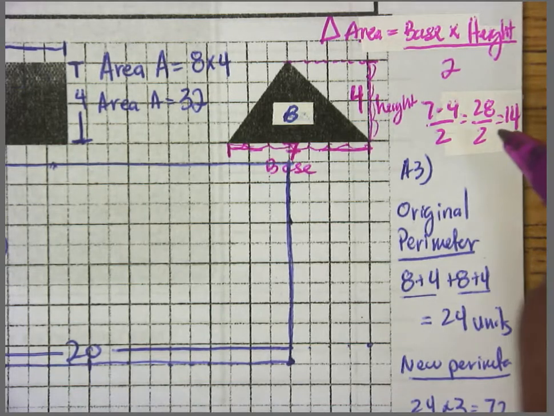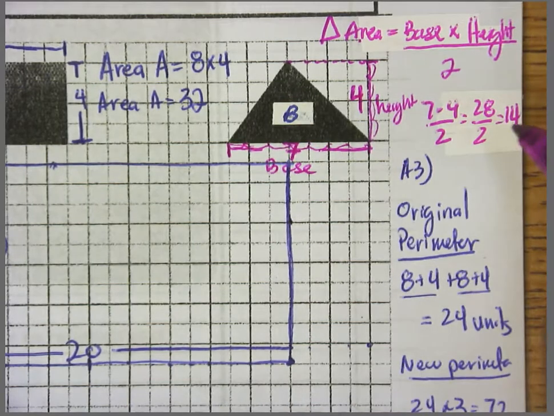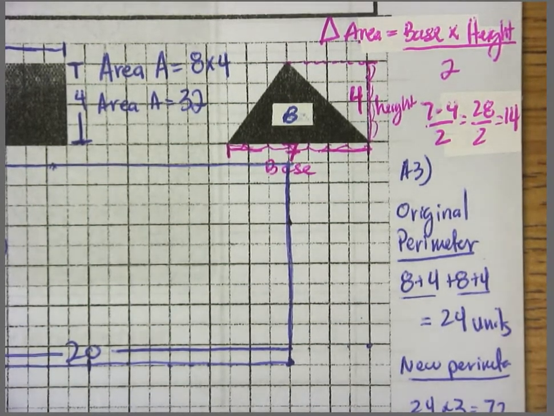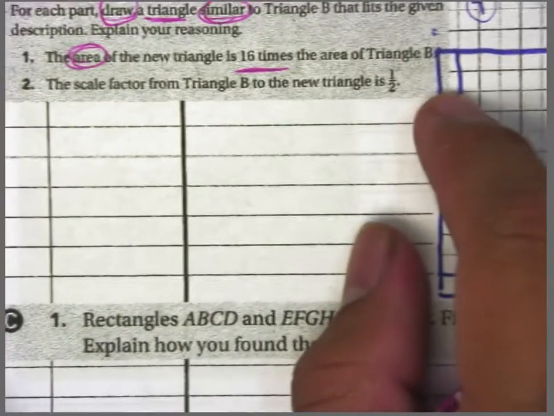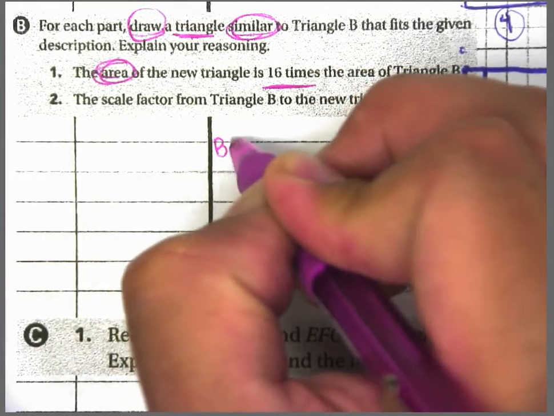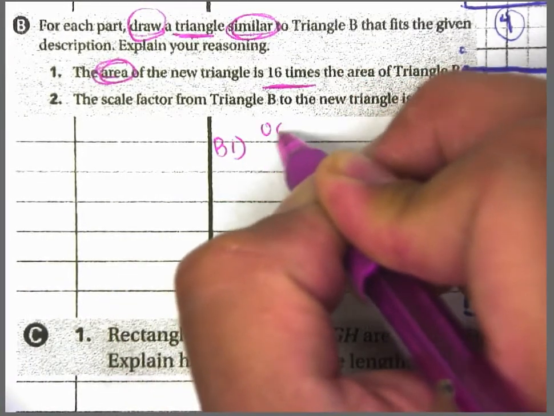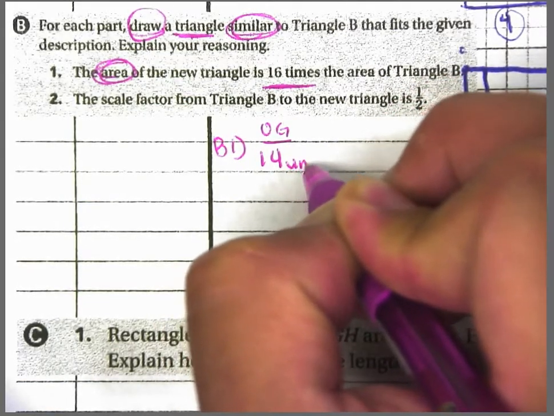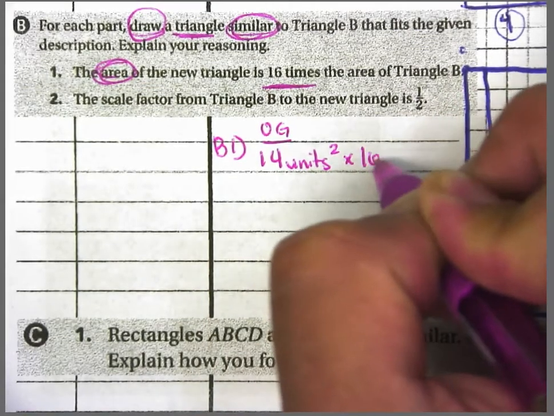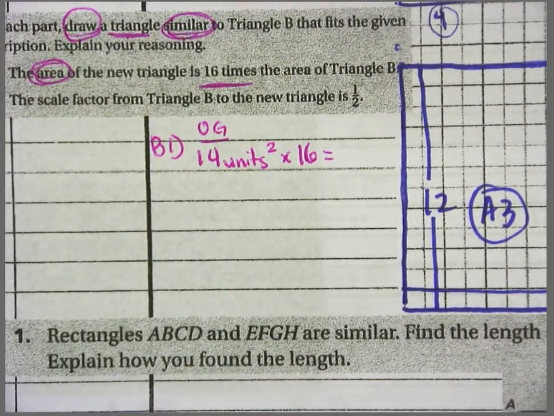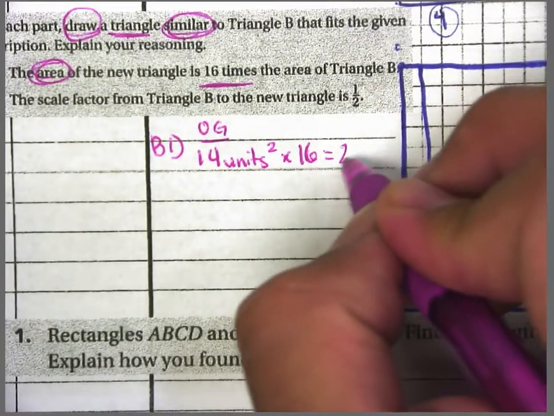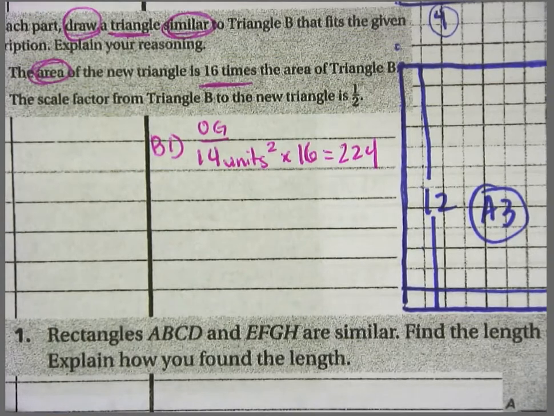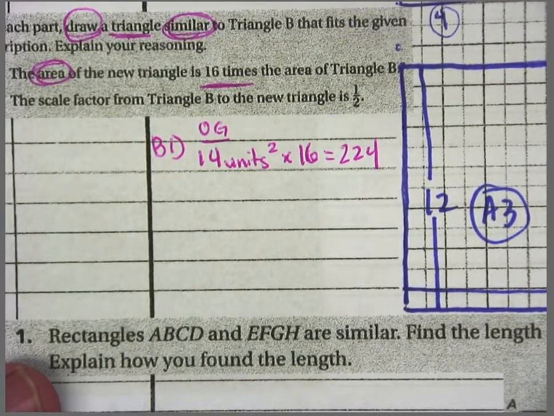Okay. Now what I need to do is figure out how to make this area bigger by 16 times. So I need to make an area that is 14 times 16. So I'm going to go down here and find my new area. The original area is 14 units squared, times 16 times larger, because I want the area to be 16 times larger, we get a grand total of 224. So I need to find something that's 224 units squared.